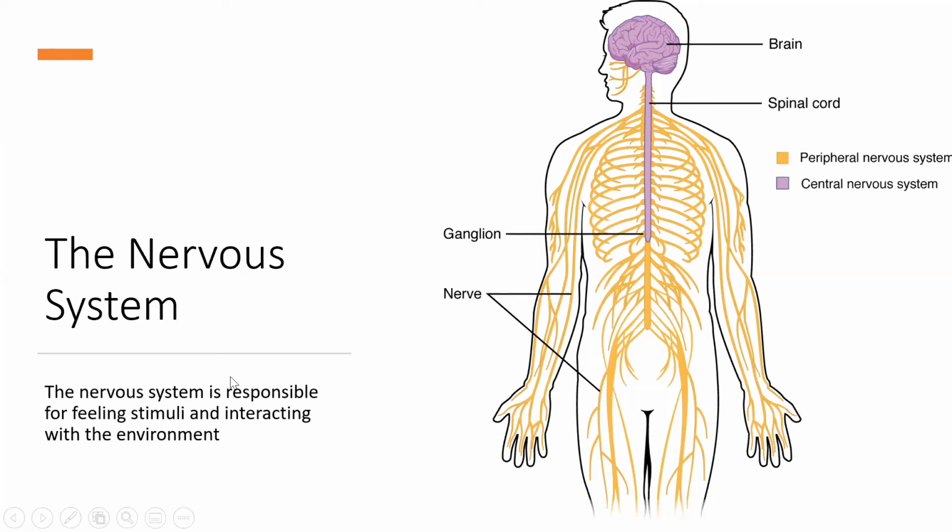The nervous system is responsible for feeling stimuli and interacting with the environment. You've got two parts of this. You've got the central nervous system, which is the brain and the spinal cord. And peripheral, which means the outside. So you've got nerves and things called ganglions. You don't need to know that one, but you need to know the nerves. Interesting to know though. The nerves, the brain, the spinal cord are part of the nervous system.